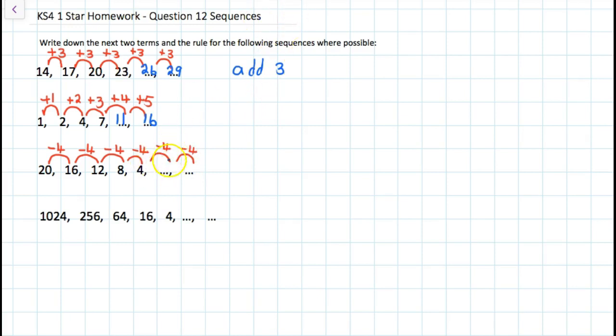So if I got 4 take away 4 gives me 0, 0 take away 4, I end up on minus 4. So remember, we can go on the other side of our number line to have negative values here.